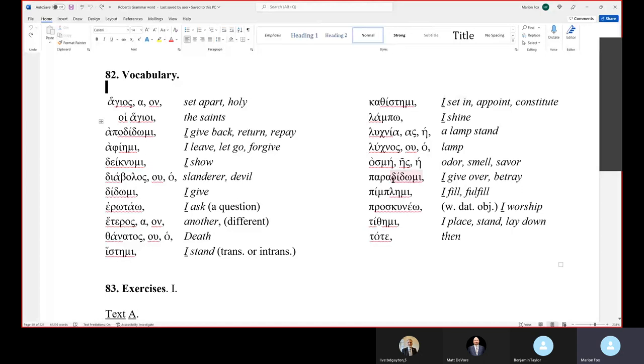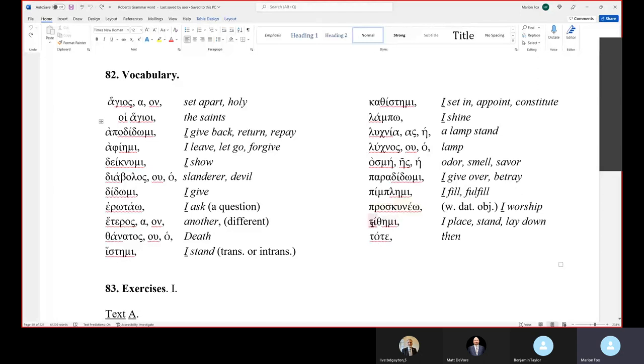Pimplemi, pimplemi. Break up, he said, well, pimplemi. I fill or I fulfill. So it could be fill something up or fulfill something. Right, and then we have proskuneo, and of course this is pros, and this is to bow or bend yourself toward the other person. Now when it says with a dative object, this is the direct object, for it is always in the dative case. So you give worship to someone, and so the worship is to them. So its object will be in the dative case, not in the accusative case. That's what this is trying to tell us here.